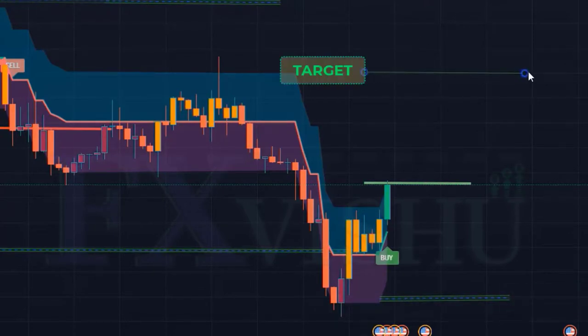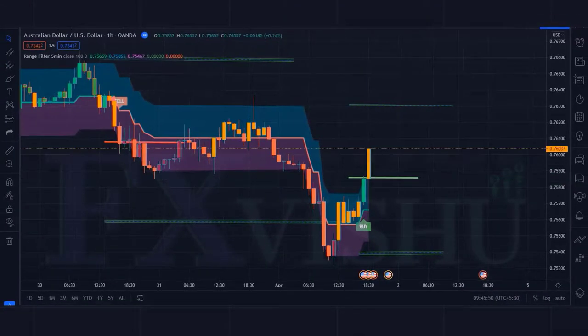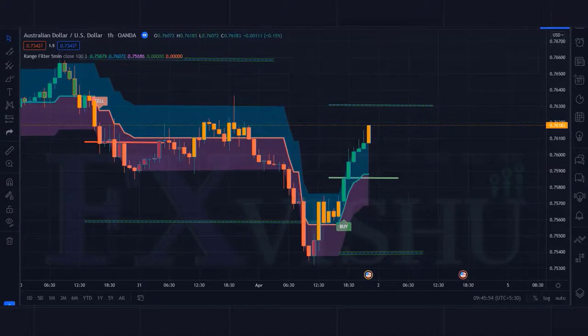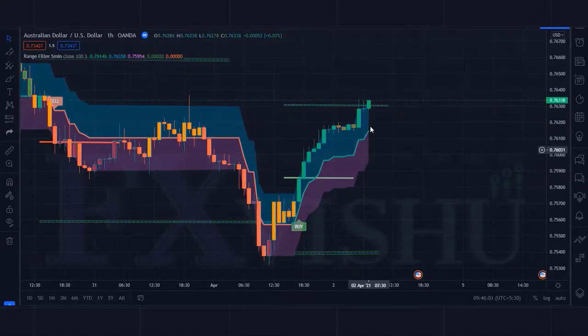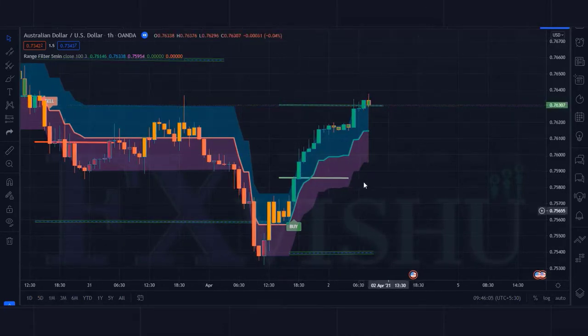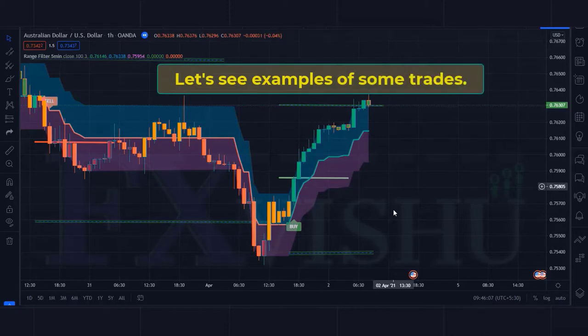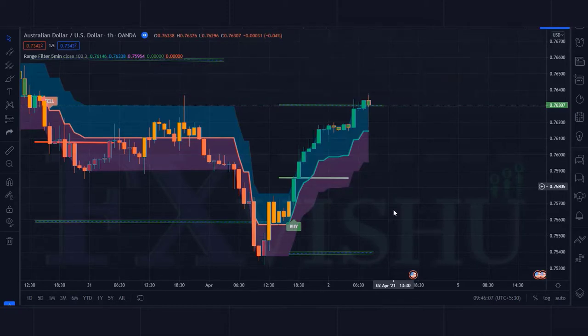Our risk-reward ratio will be 1/1. The market has completely hit our target. I hope you must have understood this strategy. Let's see some examples of trades, which will definitely help you understand.